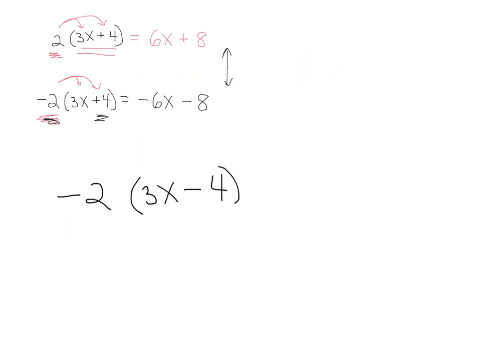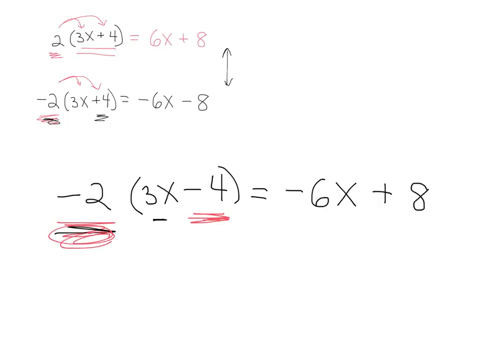One last example would be if I was still distributing a negative 2, but if instead the second term was also a negative. Well, let's just remember you're always multiplying. So negative 2 times positive 3x is negative 6x. And then I'm doing negative 2 times negative 4. Negative times negative is a positive 8. Okay, so it does change a little bit, so signs are really important to pay attention to here.